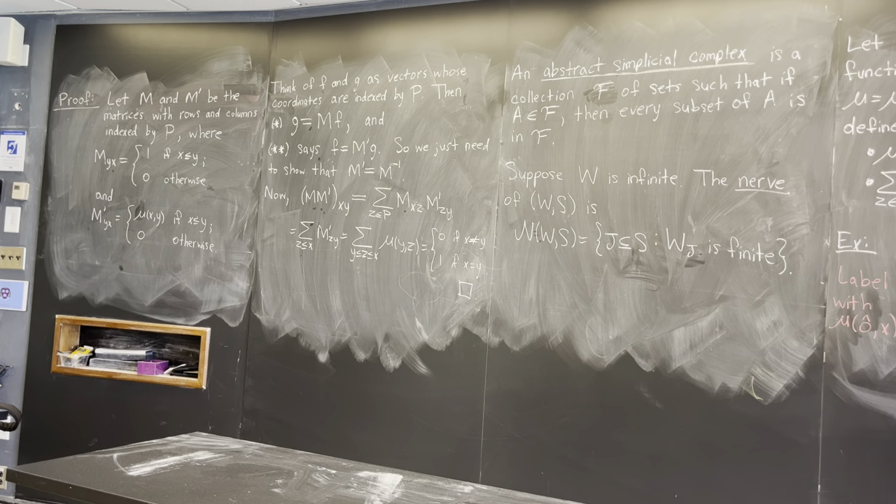So I want to think of the nerve together with the entire set S. Okay, so this is a collection of subsets which does not include all of S. S is not in the nerve because the parabolic subgroup generated by S is W, and I'm assuming W is infinite. But I'm just going to take the nerve and also add in this extra set S. And I want to think of this as a poset under inclusion.